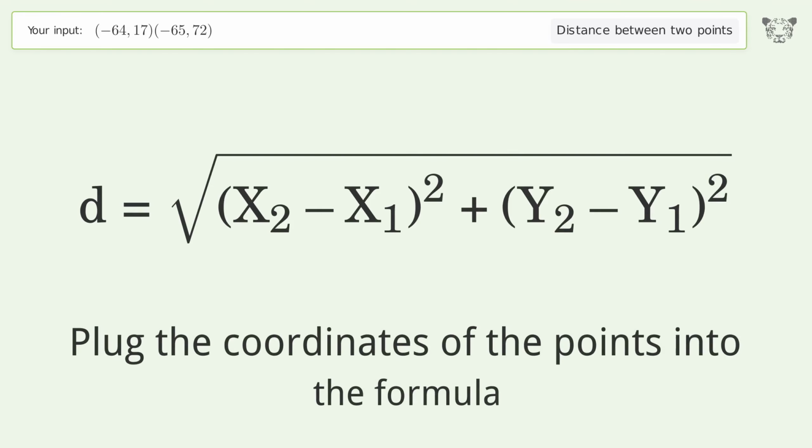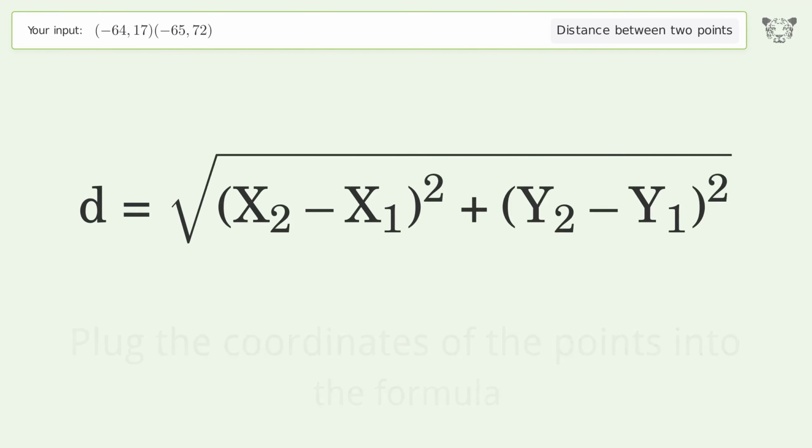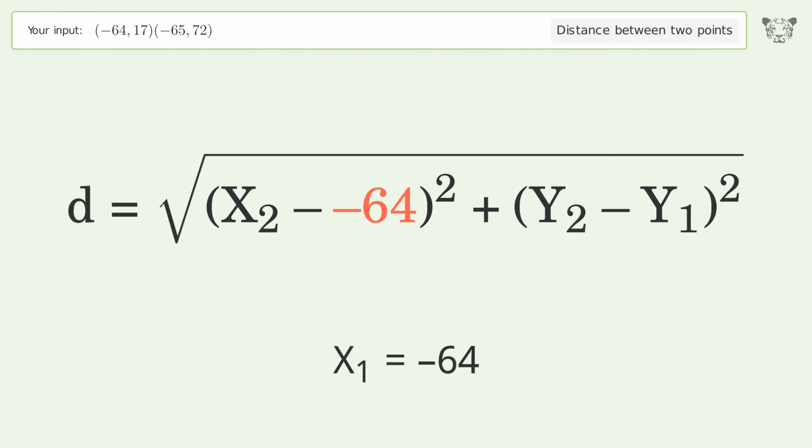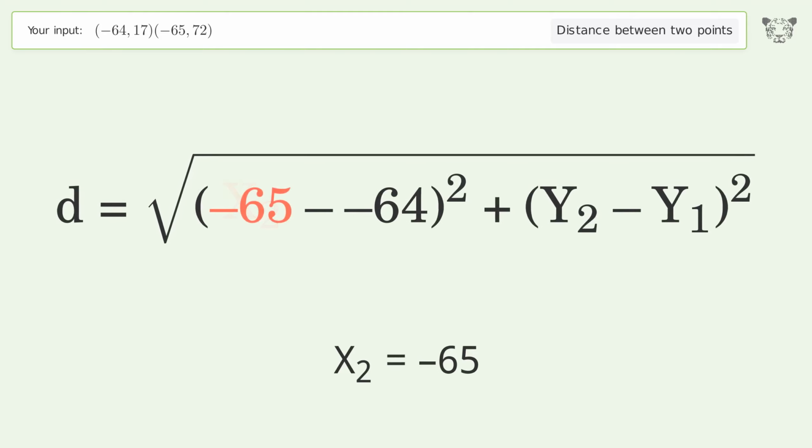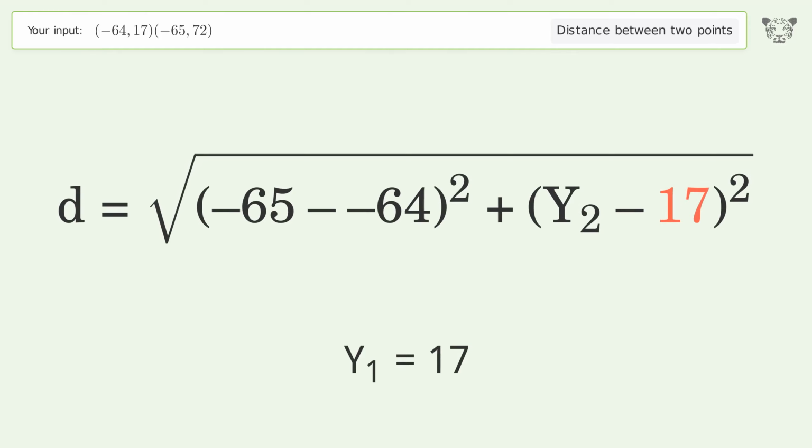Plug the coordinates of the points into the formula. x1 equals -64. x2 equals -65. y1 equals 17. y2 equals 72.